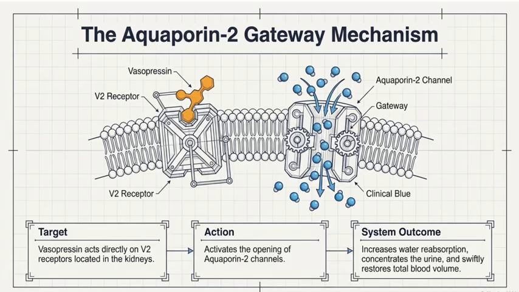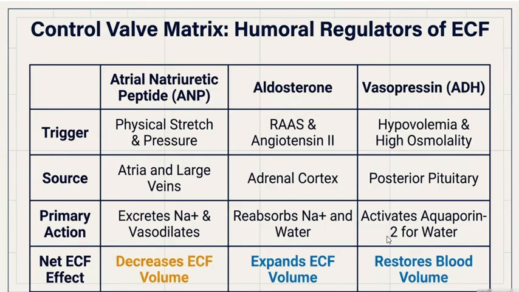Now let's see how vasopressin actually works. It acts on the V2 receptors in the kidney, in the collecting ducts. This leads to insertion of aquaporin 2 channels and increased water permeability. Therefore, water is reabsorbed back into the circulation. This results in concentrated urine, increased blood volume, and rapid restoration of the circulation.